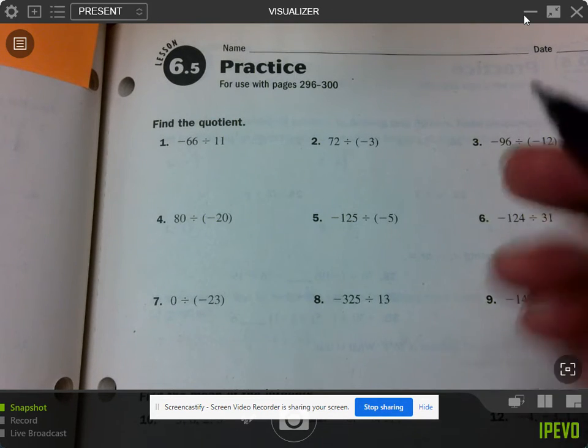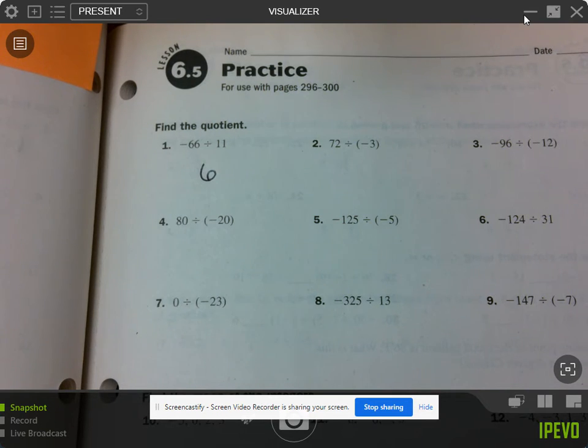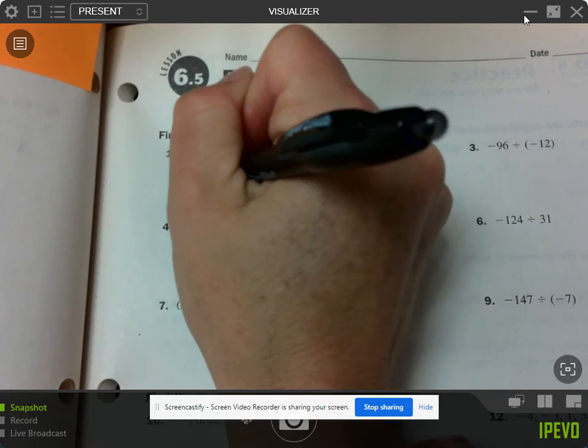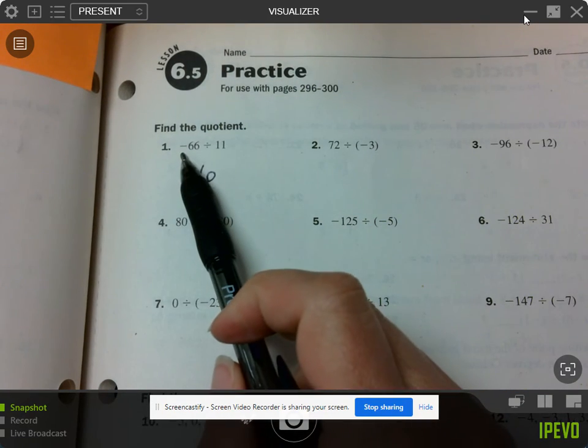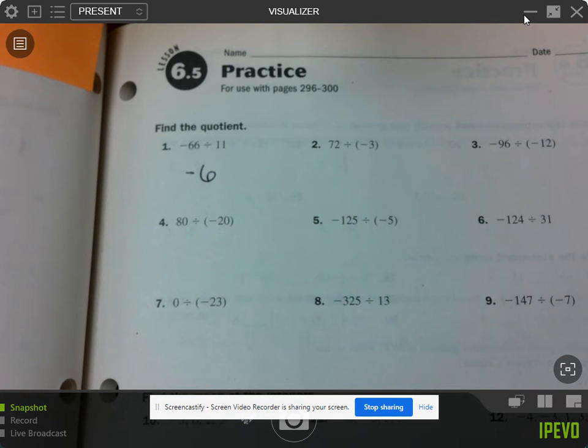Maya? 6. And is it going to be positive or negative, Anthony? Negative. Why would it be negative, Anthony? They both have different signs. There's different signs. We see there's a negative and there's a positive. So our answer is going to be negative.